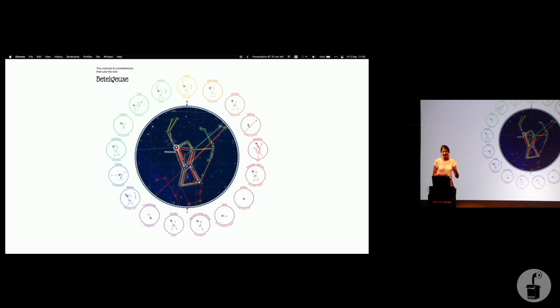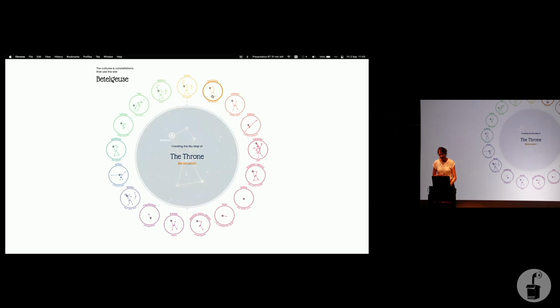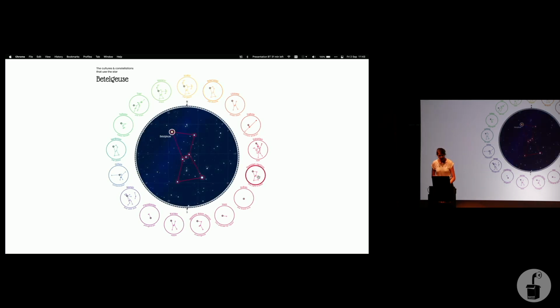And here is the final result of my main visualization that shows all of the constellations that feature the star Betelgeuse. I thought it was so cool when I first saw this myself that so many of these constellations and cultures have that same hourglass shape. But of course, each culture sees something different in that shape, from animals to heroes to objects to mythical creatures.